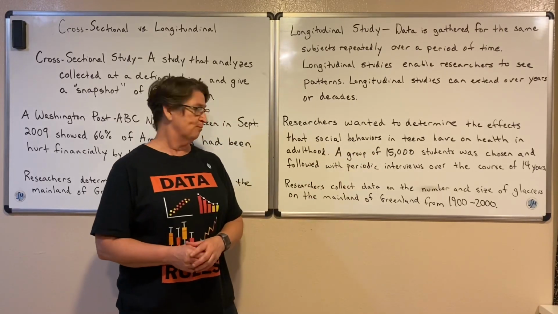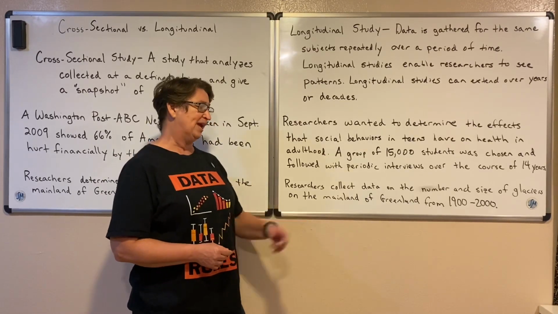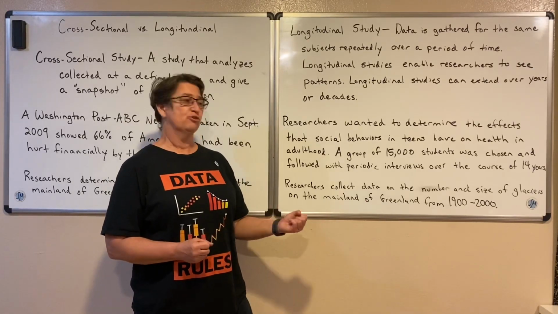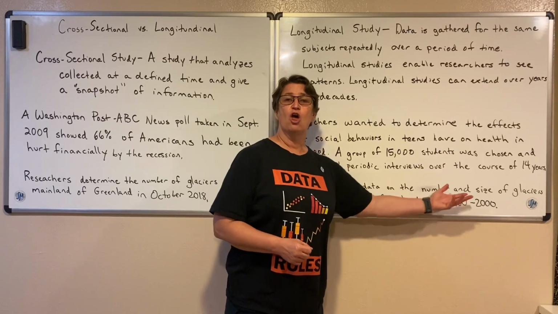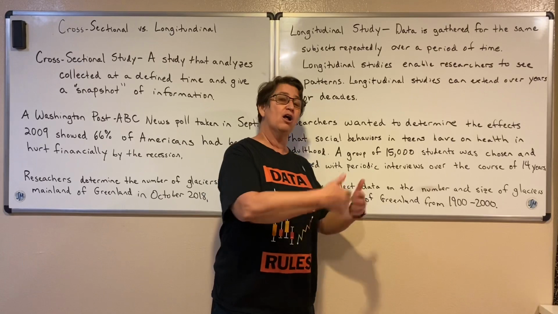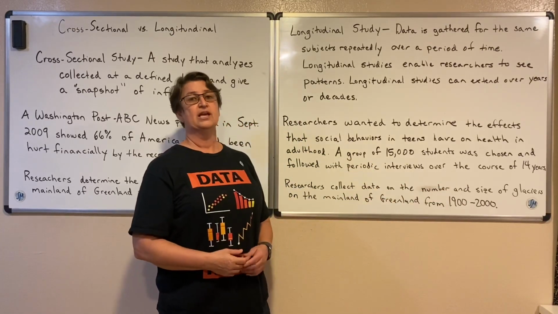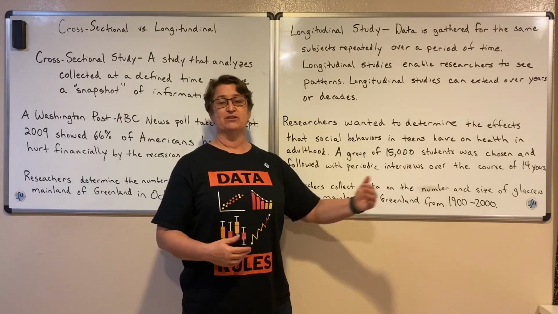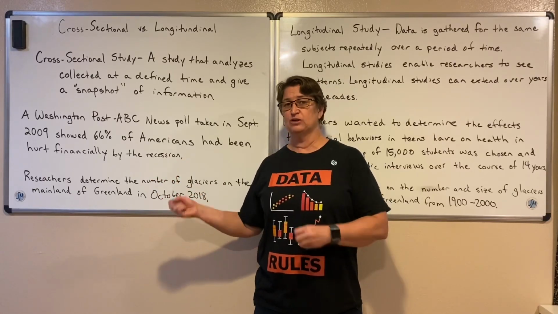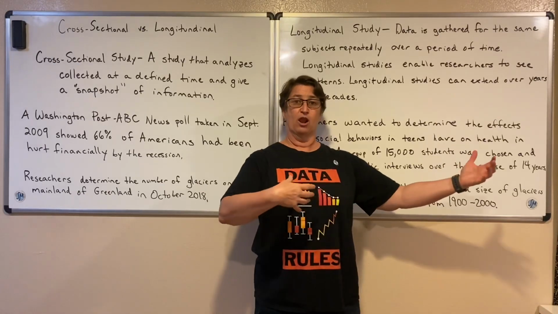Here's another example. Researchers collect data on the number and size of glaciers on the mainland of Greenland from 1900 to 2000. So now we're looking at those glaciers over a long period of time. We've collected our cross-sectional data all along for a long period of time. So now it's a longitudinal study, and we can look at patterns that have happened to those glaciers over time. So the difference is that cross-sectional is just a snapshot in time, whereas longitudinal happens over a long period of time.